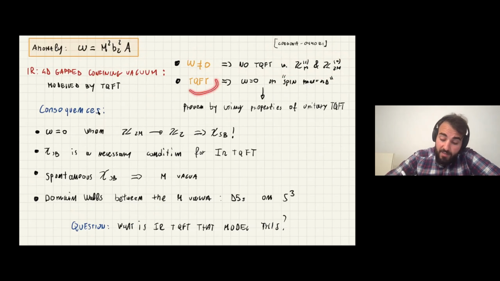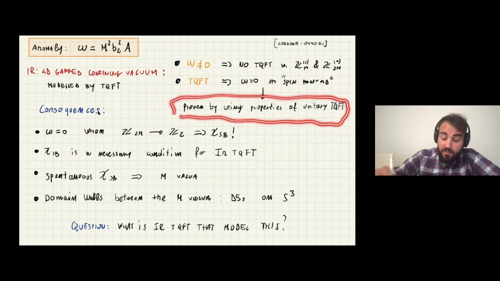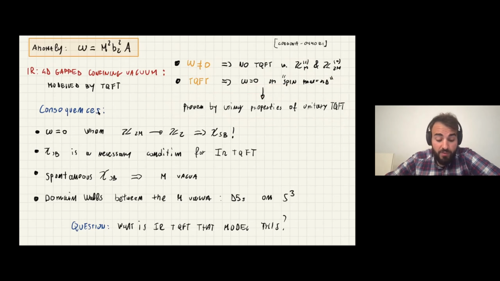So the reverse implication says that if you have a TQFT, then omega must be zero, in particular on certain spin manifolds. And this theorem was proven by using certain basic properties of unitary TQFTs. But I don't want to discuss the proof of this theorem; I rather discuss the consequences of this theorem. So the first consequence is that omega is equal to zero when Z2M breaks to Z2. So this is basically what is called chiral symmetry breaking. So we see that chiral symmetry breaking is a necessary condition for having this infrared TQFT.